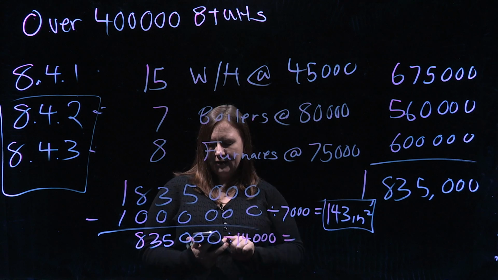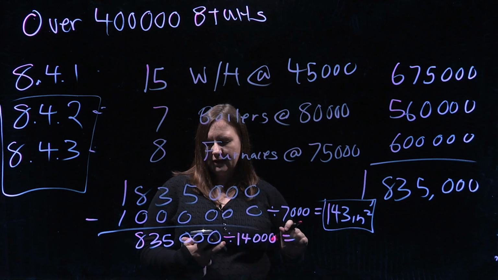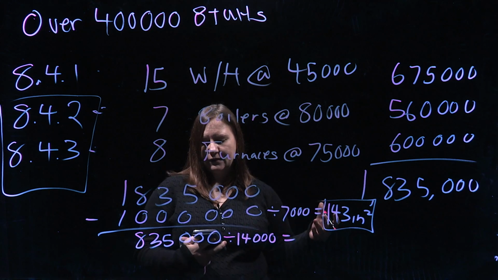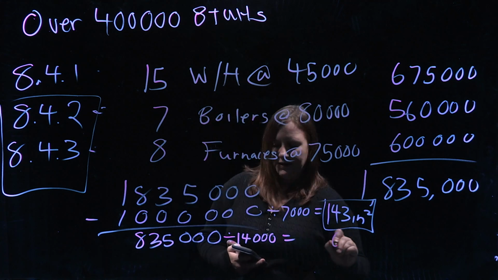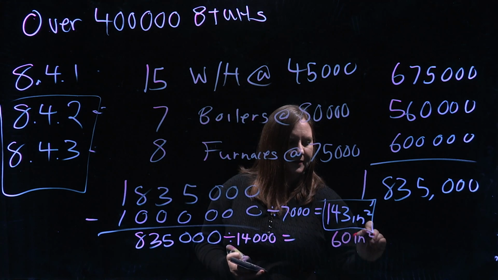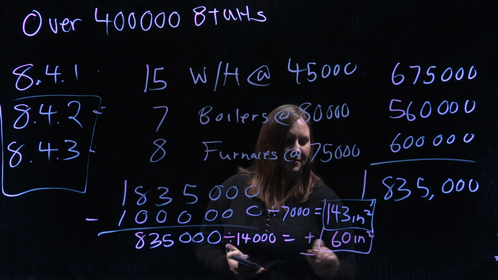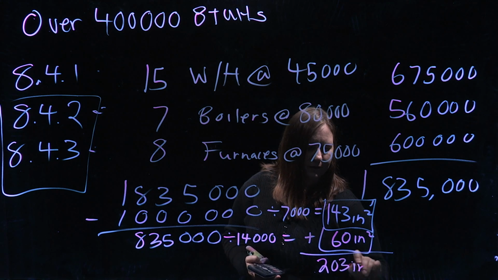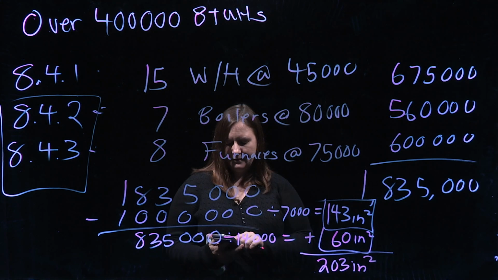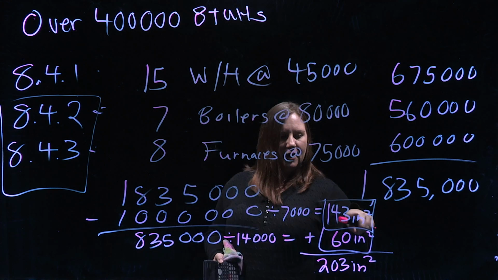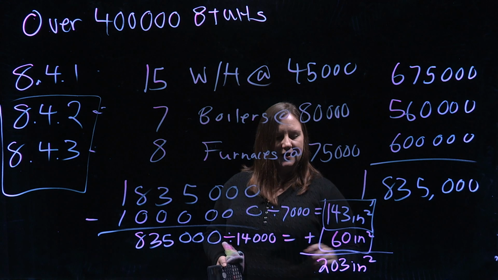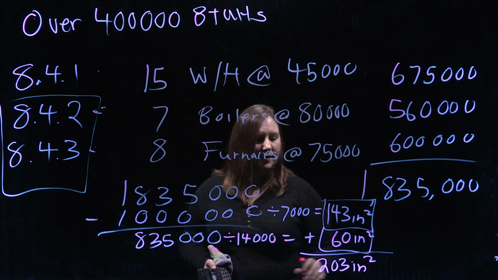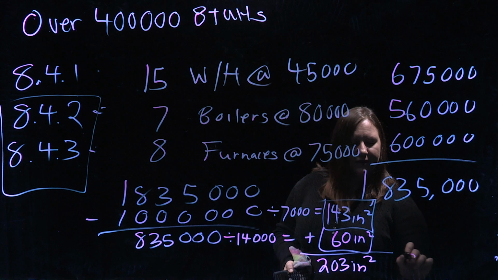So 835,000 divided by 14,000 gives me 59.64, and I'm rounding up, so it gives me 60 square inches. So let's add up those two numbers together. Good stuff. So 143 plus 60 square inches says that I need, for combustion air opening, 203 square inches.